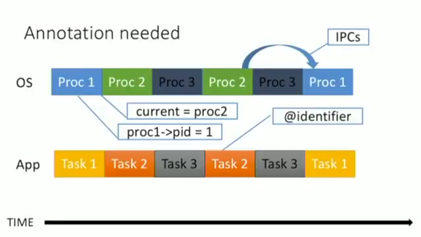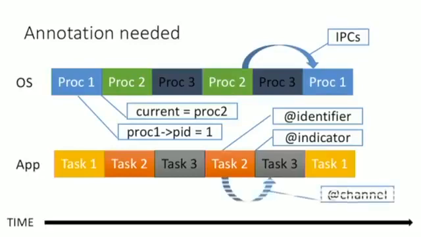To identify individual tasks, we define one annotation called identifier. It's just like the PID in the process model to identify the individual tasks, and one indicator to indicate the switch between tasks. And similarly, we have IPCs, and we have the channel annotation representing the data exchange channel.